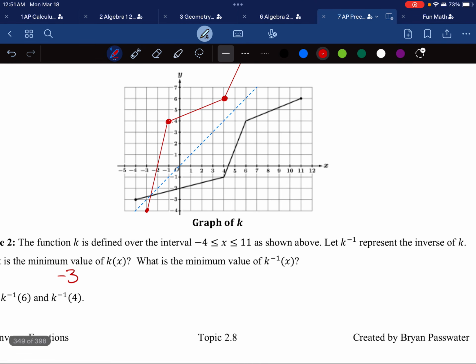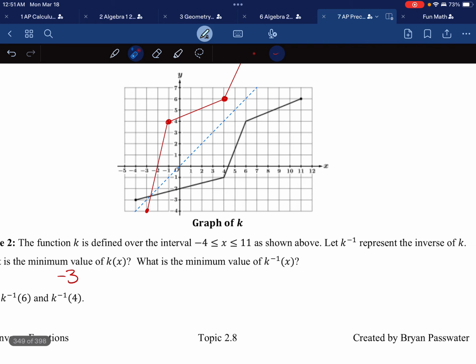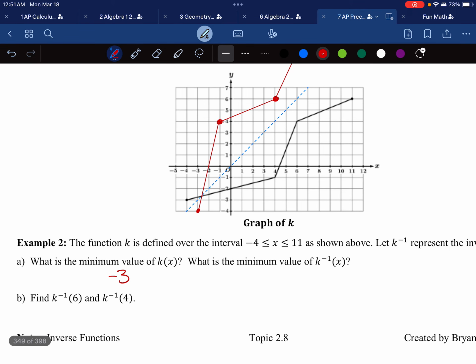Okay, so what is the minimum value of this inverse red function? The minimum value is -4, which actually makes a lot of sense. What I really should have been asking is the minimum and maximum values. We're talking about y coordinates. So this one was talking about a y coordinate, but because I took an inverse function, I'm now talking about the x coordinate. This is really saying, what is the minimum x coordinate of this original black function? The minimum x coordinate was this -4.